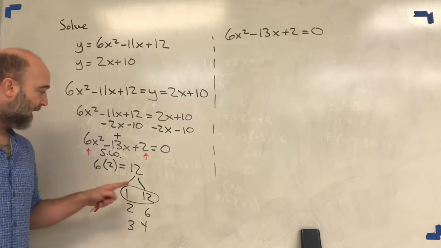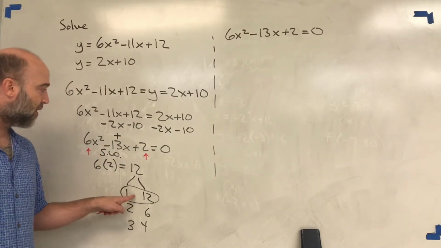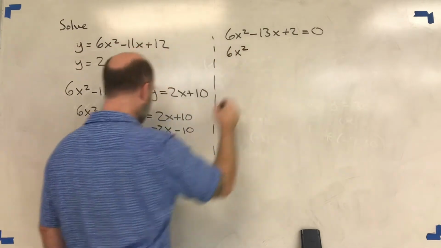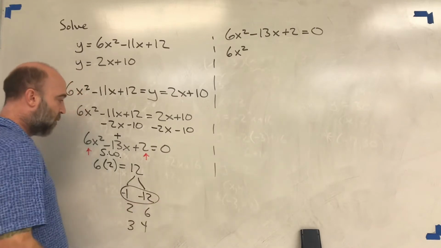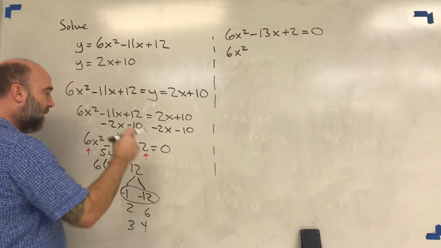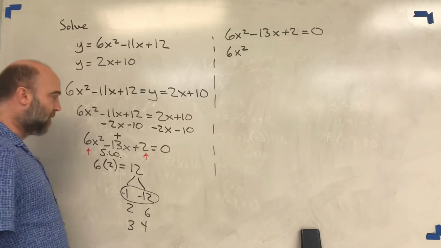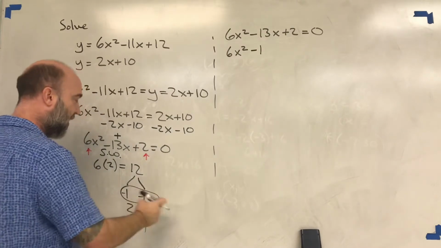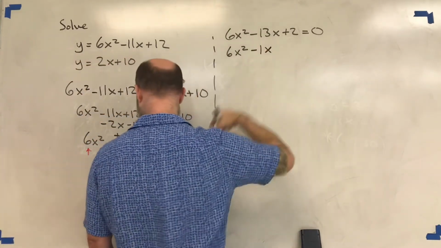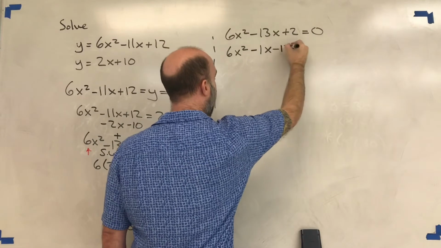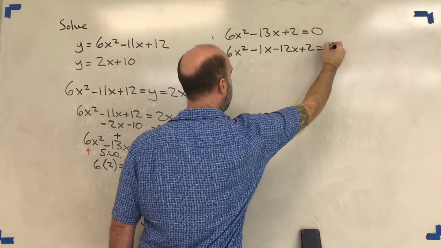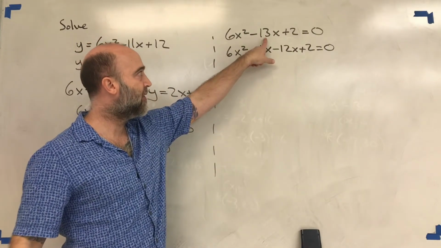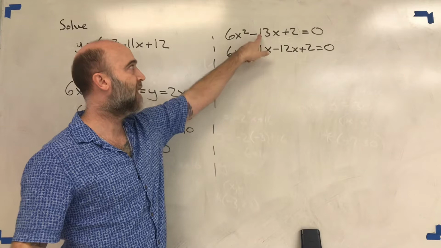Okay, so I use these two new numbers to break apart the negative 13. So 6x squared, I use a negative 1 and a negative 12. That makes negative 13. That's what I want. They multiply to be positive 12. So everything links together. So this is negative 1. It doesn't matter the order here. It'll work out. X and negative 12x plus 2 equals 0.